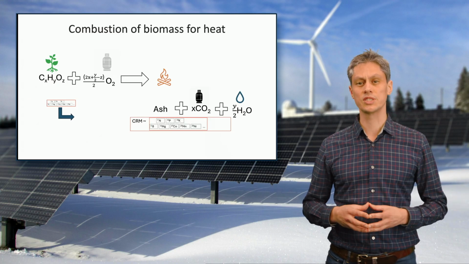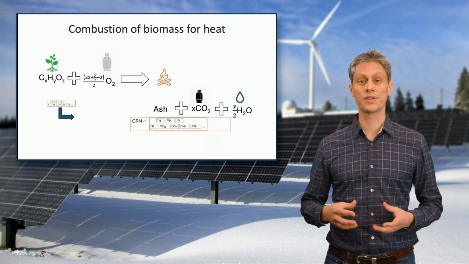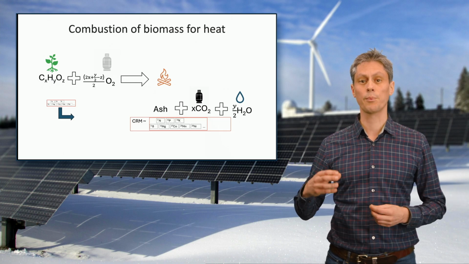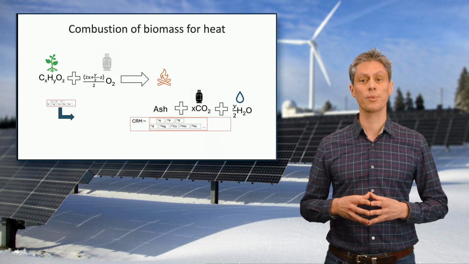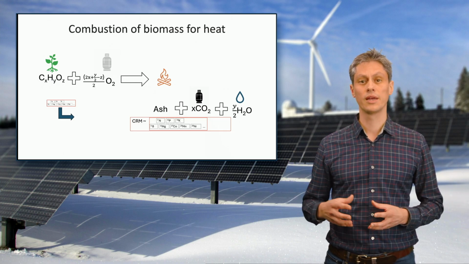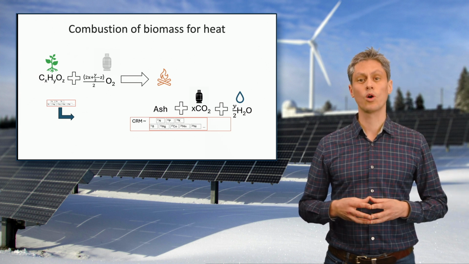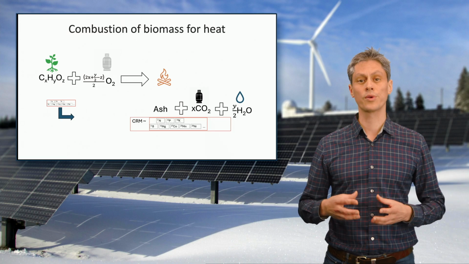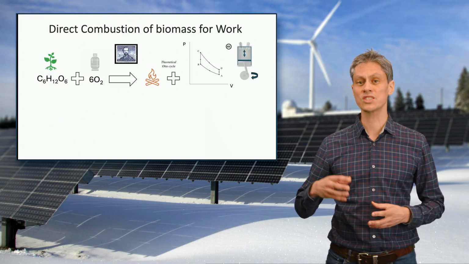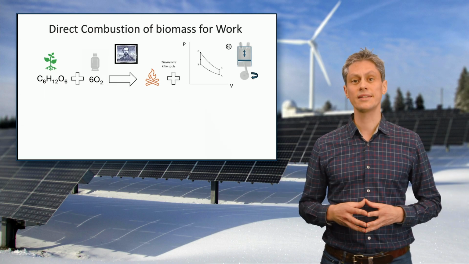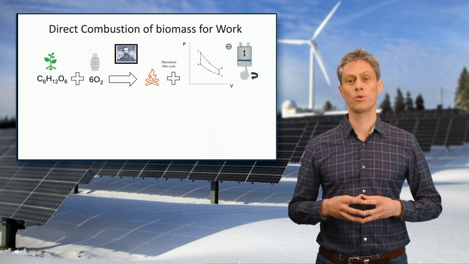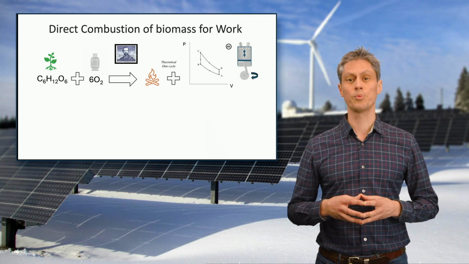As we learned previously, the critical raw materials contained in the fuel end up in the ash with the waste products carbon dioxide and water vapor. The X, Y, and Z indicate the balancing of the stoichiometric molar ratio. Then as a second step, the heat and the gaseous carbon dioxide and water vapor are converted into mechanical motion or work.